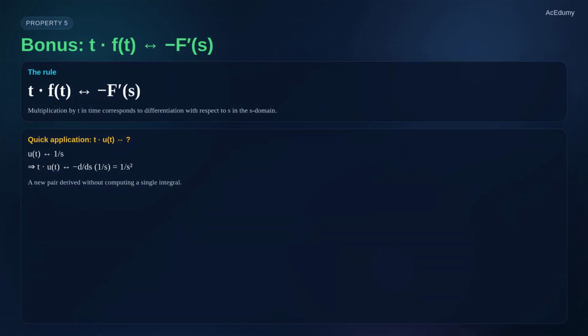One more useful property. Multiplying f(t) by t in the time domain corresponds to taking minus the derivative of F with respect to s in the s domain. As a quick application, t times u(t) goes to minus the derivative of 1 over s, which is 1 over s squared. We just derived another transform pair without doing any integral.